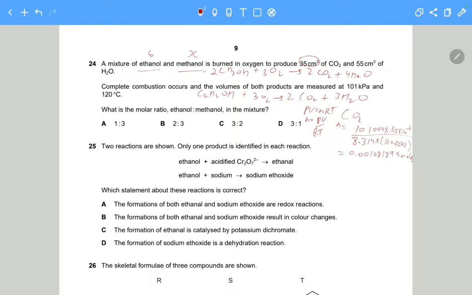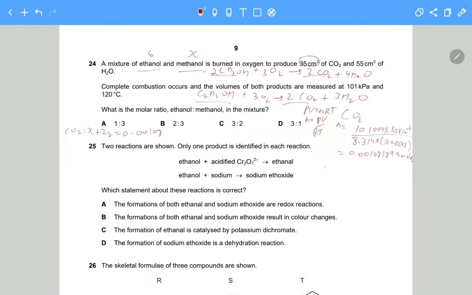So when we look at the equation of methanol, we know that 1 mole of methanol makes 1 mole of carbon dioxide. It's a 1:1 ratio. And we know that 1 mole of ethanol makes 2 moles of carbon dioxide. So we can write down a simultaneous equation, which is x plus 2y is equal to 0.00108, because x moles of methanol will give x moles of CO2, and y moles of ethanol will give 2y moles of CO2.